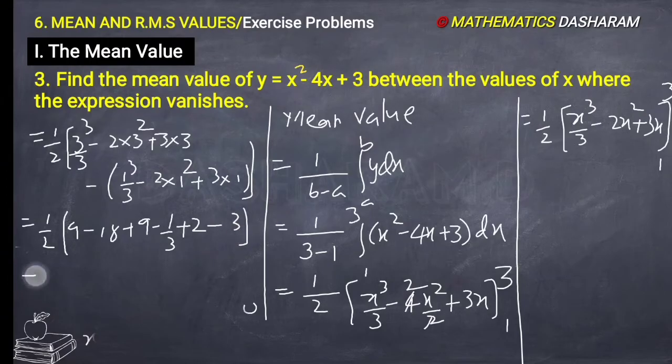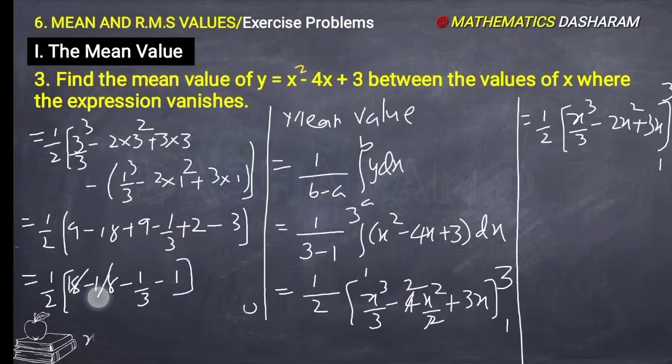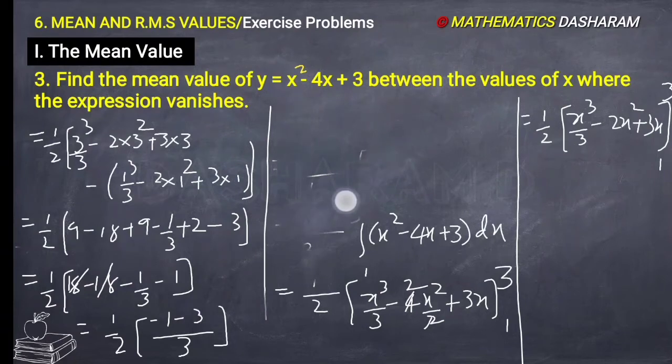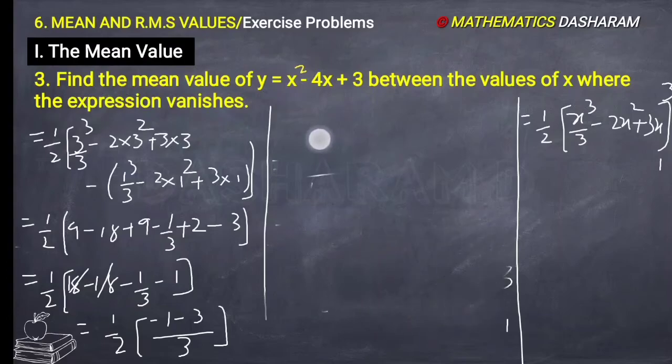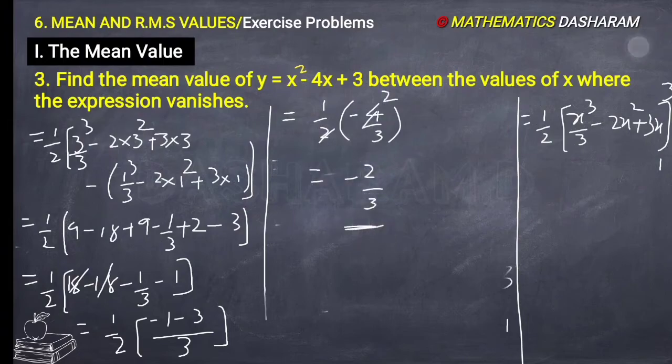minus 3. Then it is equal to 1/2 (9 plus 9, 18, 18 minus 18 minus 1/3, 2 minus 3) minus 1 plus 18 minus 18 cancel. So then it is equal to 1/2 bracket of here 3 is an LCM, minus 1 minus 3. So it is equal to 1/2 into minus 1 minus 3 is minus 4 by 3. 2 ones are 2, 2 twos are 4. So the answer is minus 2 by 3.